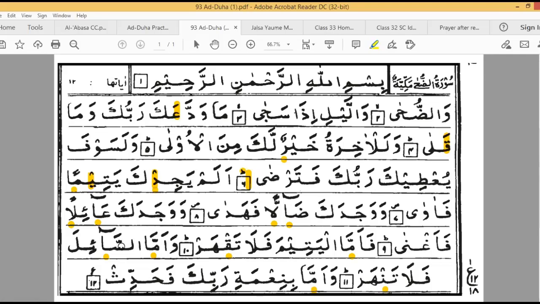Excellent. Well done. Really nicely read. Just one thing over here. Remember, this lam simply has a fatha, so we're not to stretch that longer than 1 second. It's going to simply be ila. Remember, don't stretch it. So we're saying ila fala tanhar.